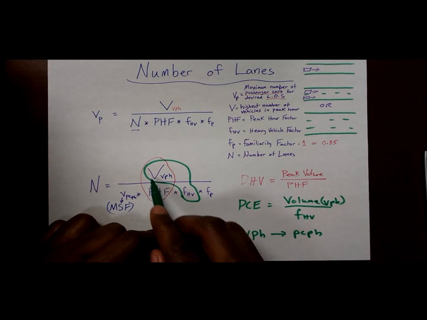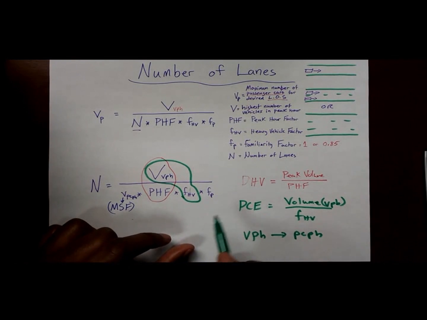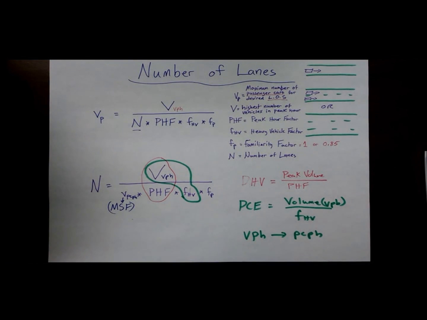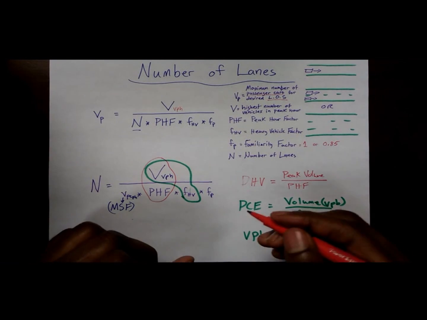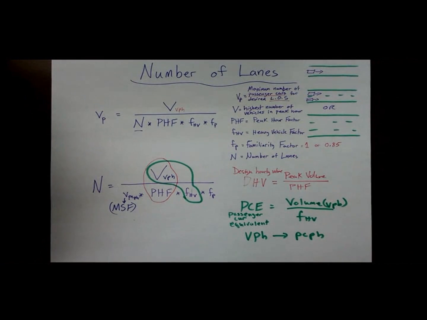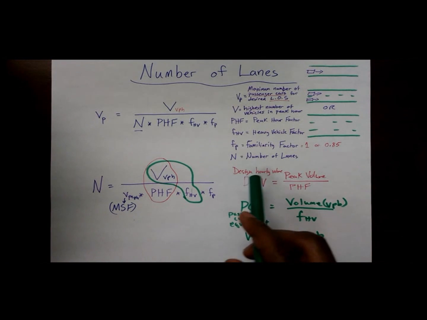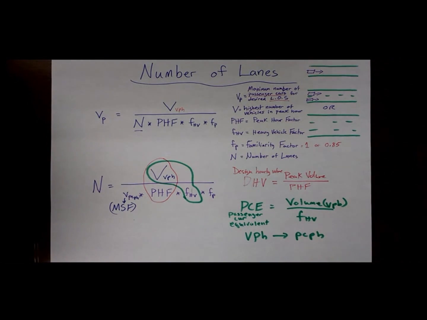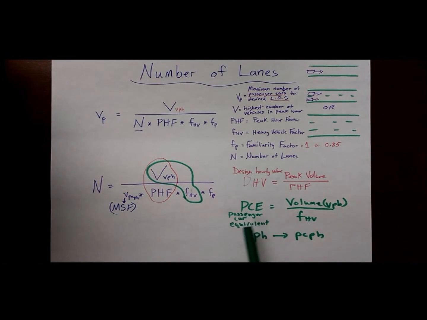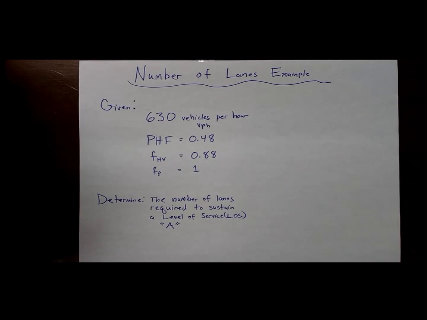And so that's incorporated into this equation, and design hourly volume is incorporated in the equation as well. And there it is. You have your design hourly volume is peak volume divided by peak hour factor. Passenger car equivalency is the volume of vehicles per hour divided by heavy vehicle factor. Okay, now we're going to get into a quick example.